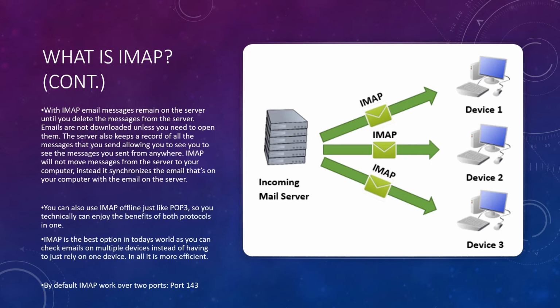But with IMAP, email messages remain on the server until you delete the messages from the server. So unlike POP3, once you get the message, it stays on the server until you delete it. With POP3, it automatically deletes it when you grab it and it's stored on the computer because you download it. So on here, the emails are not downloaded unless you need to open them.